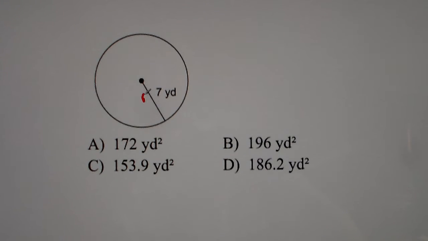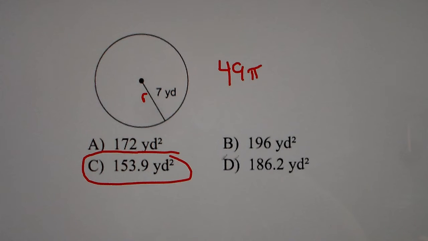Once again, your radius is 7. So 7 squared is 49 times pi. So we type in 49 times pi in the calculator, we get 153.9. So 153.9, that answer is C.